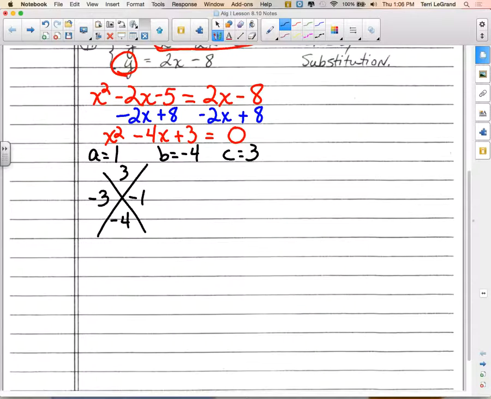So now A is 1. Don't make me work very hard, I'm tired. What's the factored name for this quadratic? Brooke? X minus 3.